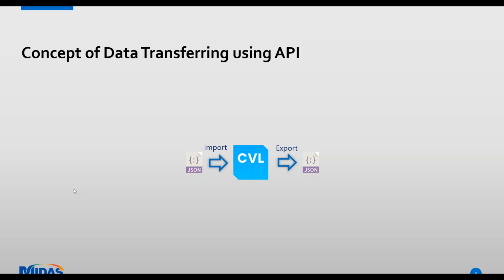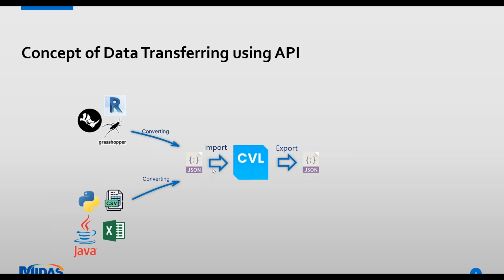The concept of data transferring using API. We have MIDAS Civil NX, and we have importing and exporting of the inputs through JSON. For import, we have Rhino with Grasshopper, which can be converted to the JSON format and then imported into MIDAS Civil NX. Or we have JavaScript, CSV files, or Excel VBA, through which, via JSON, we import to MIDAS Civil NX.